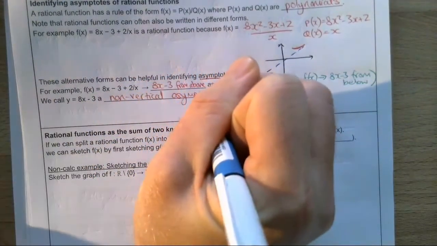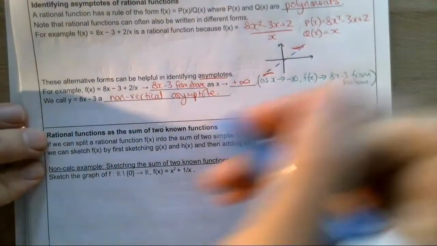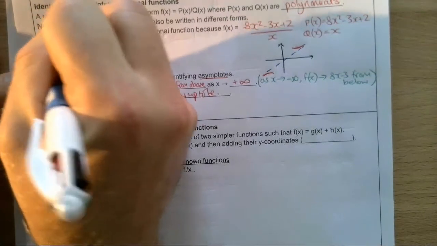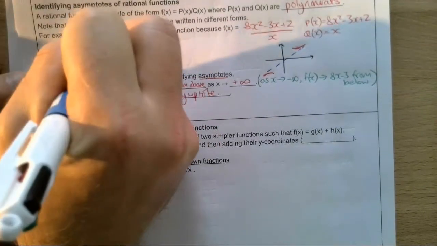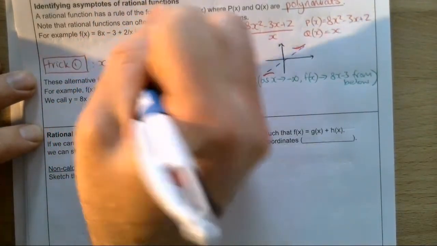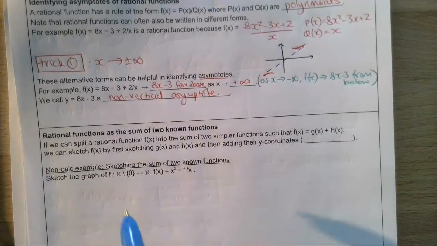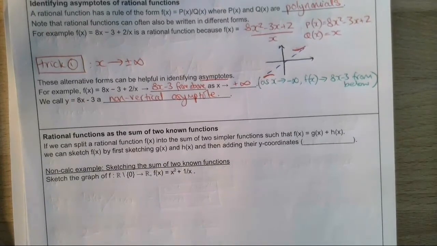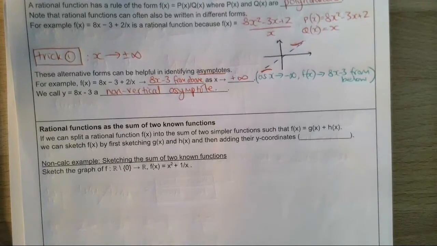Okay. So I guess this is like trick 1, and I might label it there, trick 1. The x tending to positive and negative infinity. Trick 2 is what we're going to look at down here. It's this idea of adding together known functions. And we're going to look at an example.